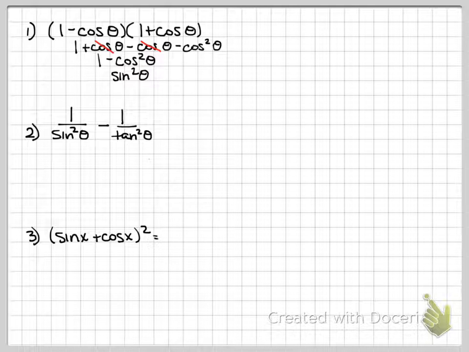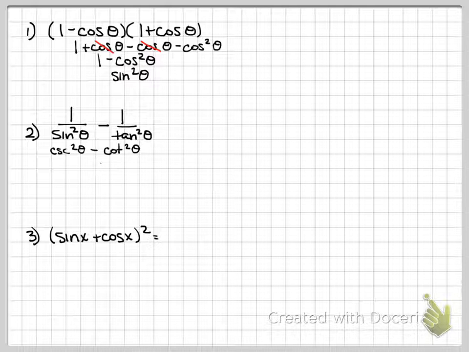Let's go to number 2. So number 2 is 1 over sine squared theta minus 1 over tangent squared theta. We want to simplify that one. Personally, I'm not a big fan of the fractions, so let's get rid of our fractions. I know that 1 over sine is cosecant, so 1 over sine squared is going to be cosecant squared. So let's change that to cosecant squared theta minus 1 over tangent squared theta, which is going to simplify to be cotangent squared theta.